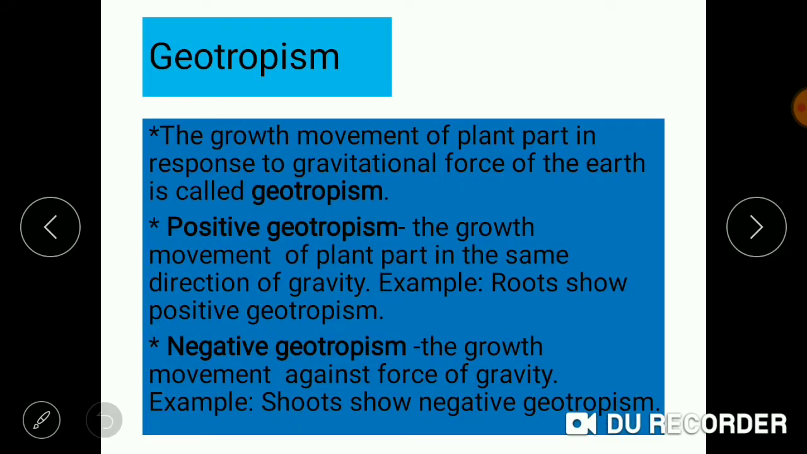The next type of tropic movement is geotropism. The growth movement of a plant part in response to the gravitational force of the earth is known as geotropism. There are two types of geotropism: positive geotropism and negative geotropism. Positive geotropism is the movement of the plant part in the same direction as gravity, while in the case of negative geotropism, the movement will be against gravity.